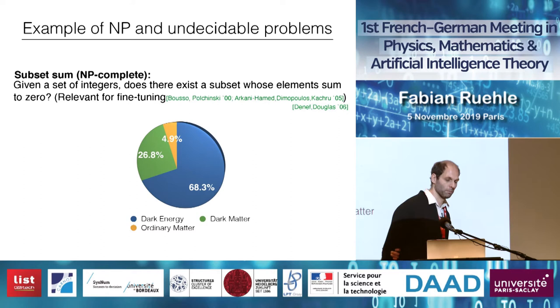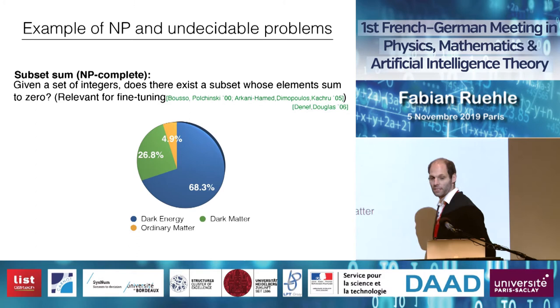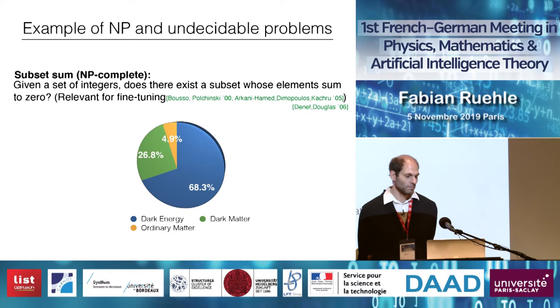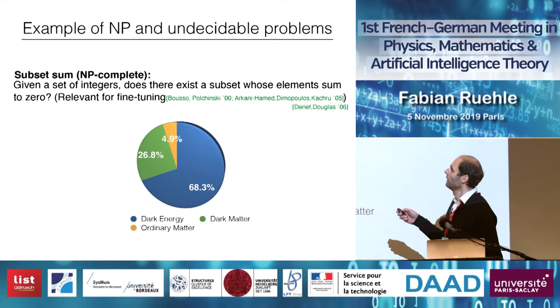So for example, why is the Higgs so much lighter than the gravity scale? If you want to ask problems like this, these already sound very similar to what is called the subset sum problem. This is an NP-complete problem, provably. It asks, given a set of integers, does there exist a subset whose elements sum to zero? So you're given a bunch of integers that define your string vacuum, and you want to get very close to zero. For the cosmological constant, you need to get to 10 to the minus 120.